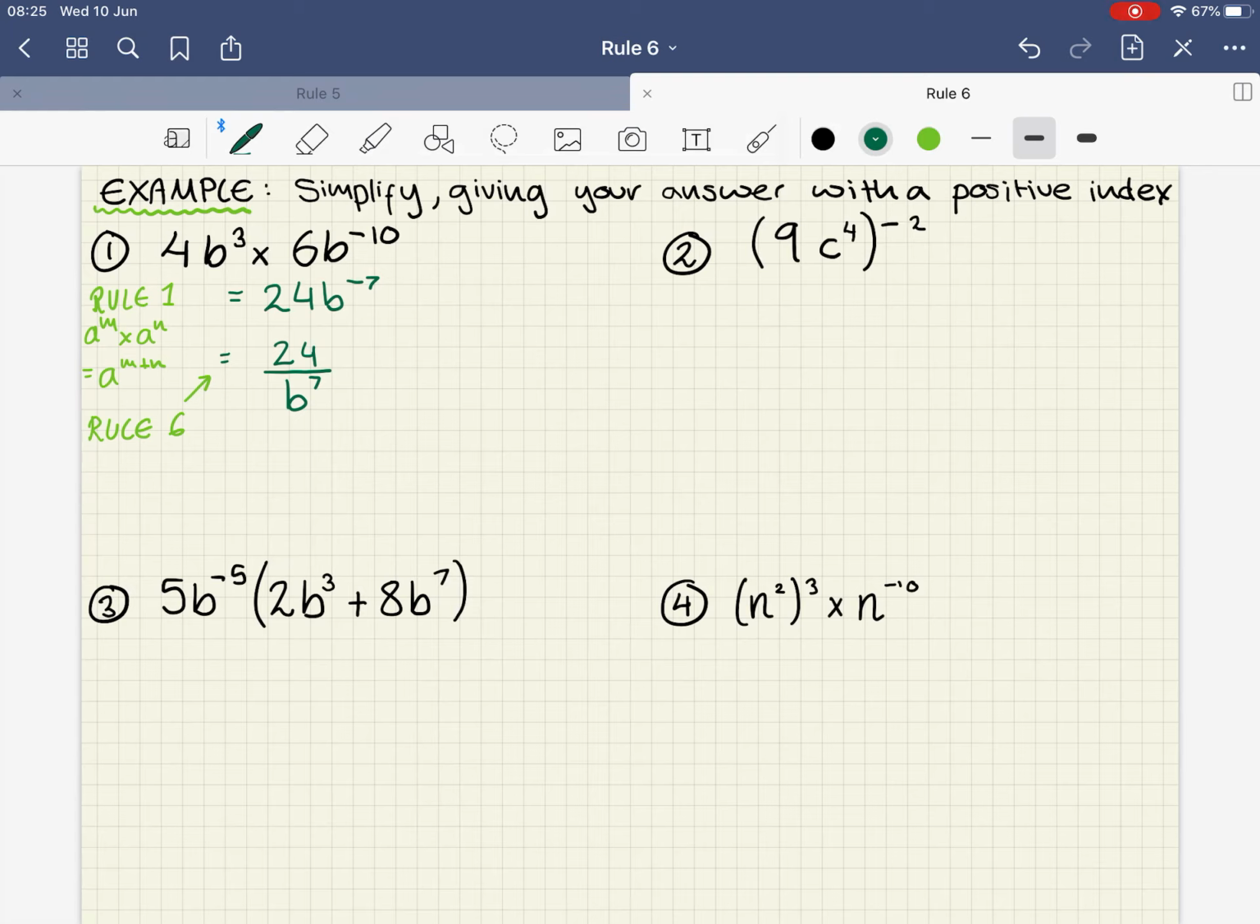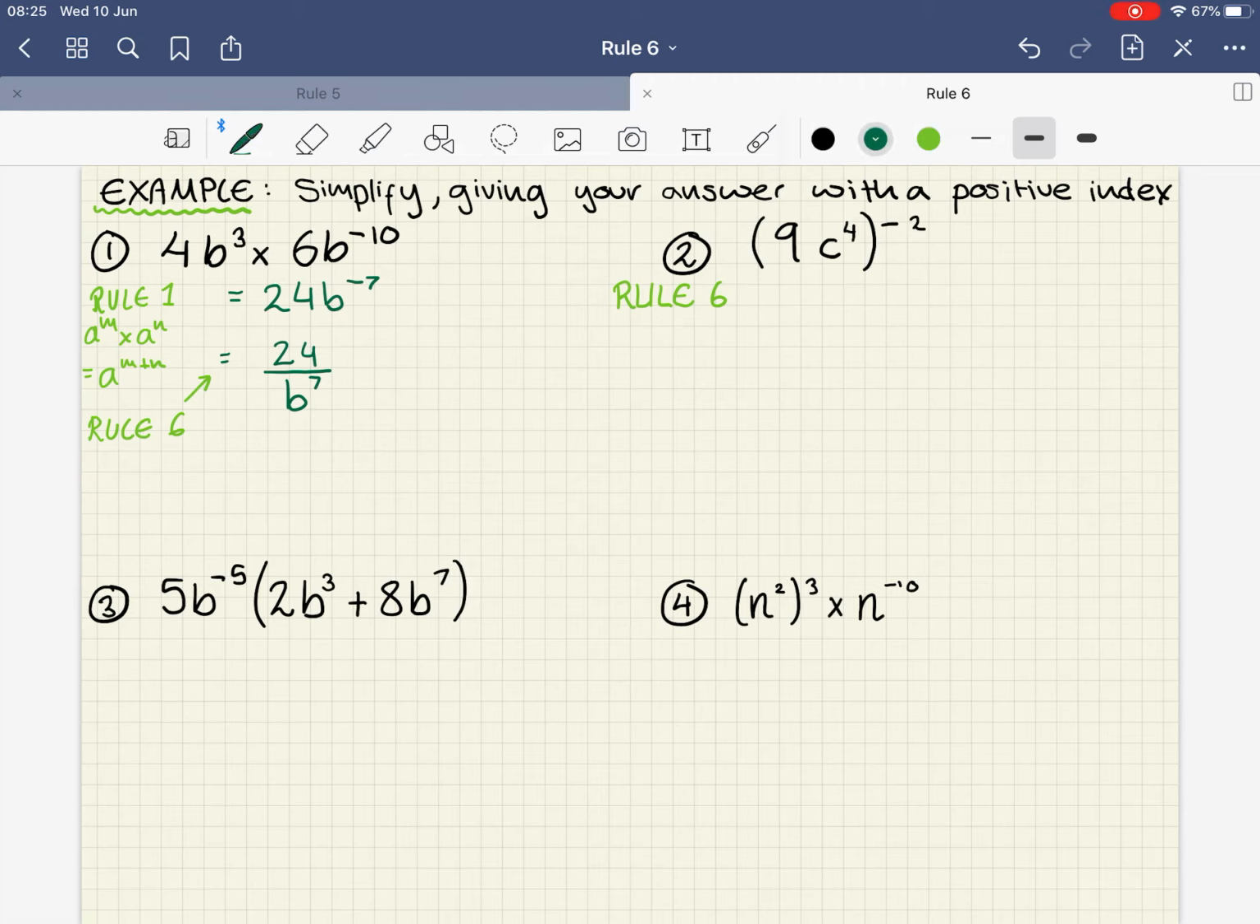And that's it. My power is now positive. Okay, next one here then. So this is one where you can go about it in 2 different ways. Personally, I think it's a bit easier to deal with this negative part first, so I'm going to do that. But this is actually one where I can do one of my other rules first. But I'm going to do rule 6 first.